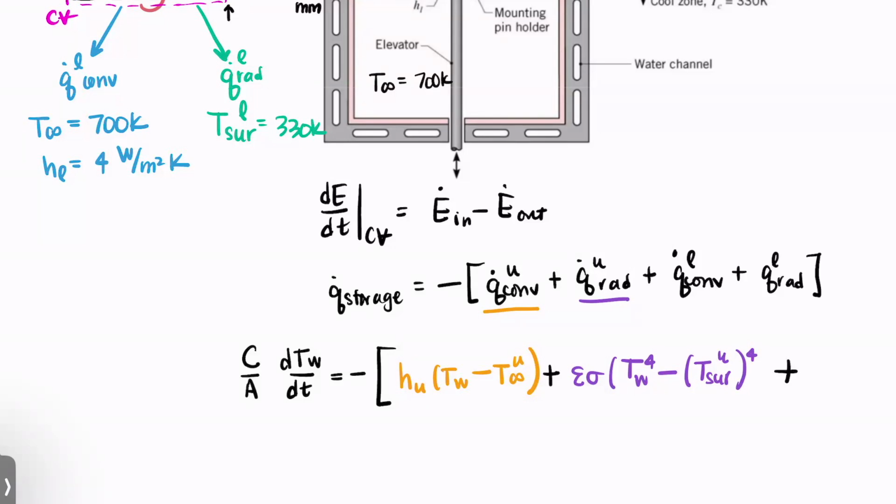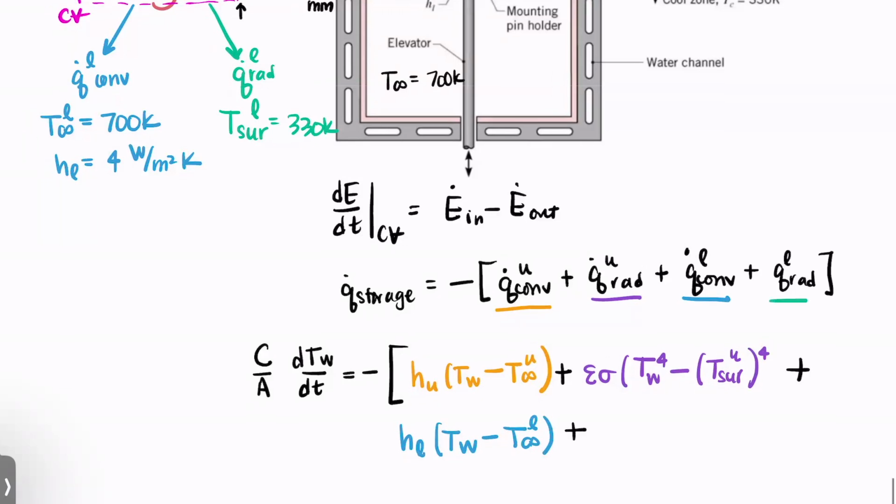Plus our lower side convection, we have HL times TW minus T infinity L. Plus our bottom side radiation. So we have epsilon sigma TW to the 4th minus T of the surroundings on the lower side to the 4th.